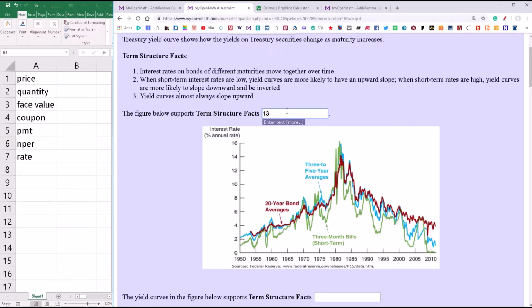So when short-term rates are low, when is a short-term rate low? Right here. Short-term rate is low. The yield curve is pretty steep. When short-term rates are high, the yield curve is pretty flat. And you can see that here. So it looks like 1 through 3 are supported by this diagram.